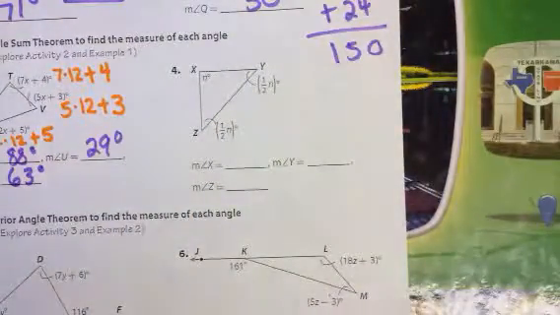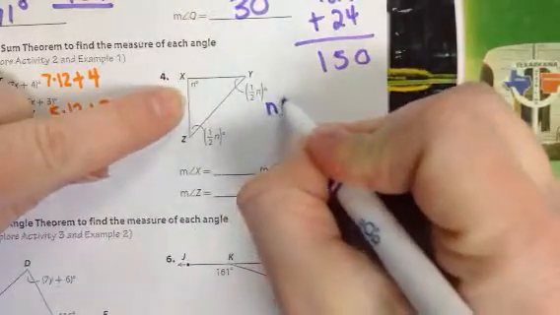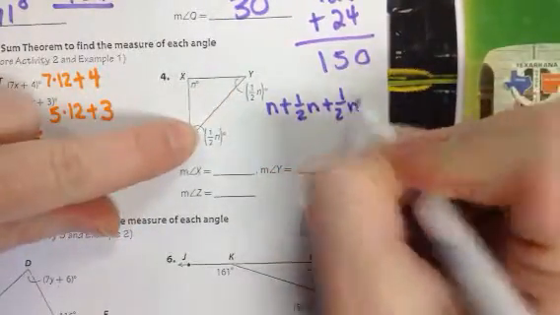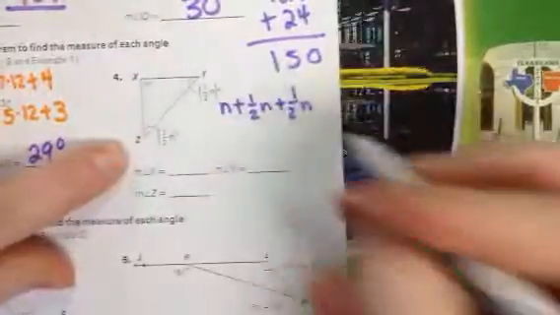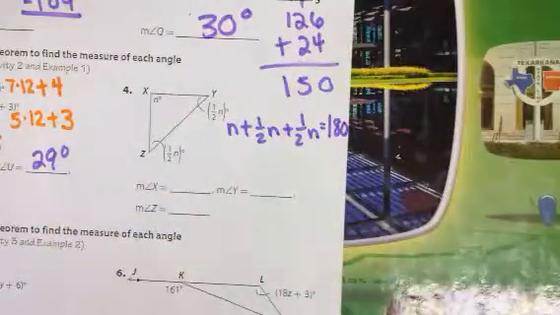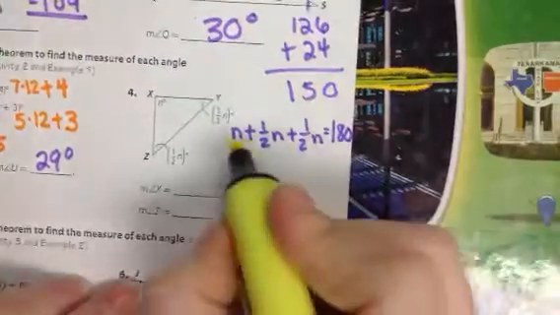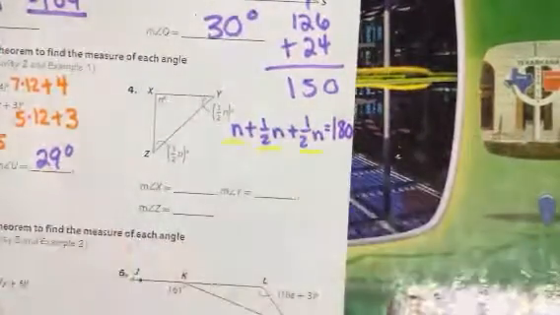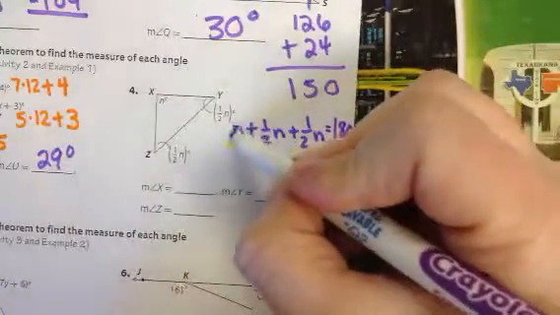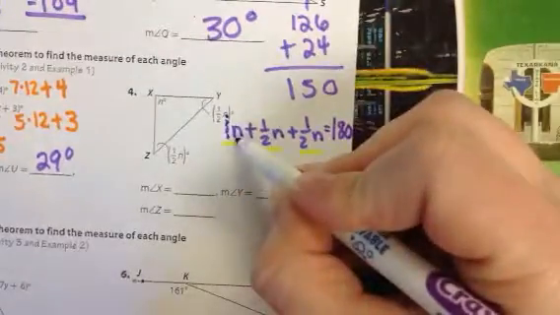Okay, on number 4, I'm using the triangle sum theorem. So I'm going to say n plus a half of n plus a half of n. So I added the 3 interior angles. I set it equal to 180 degrees. I need to combine like terms. These all have the variable n, so they're just going to combine to be one term. Remember, whenever your variable does not have a number, you can give it the coefficient of a 1.